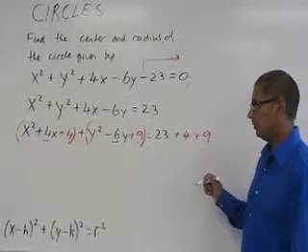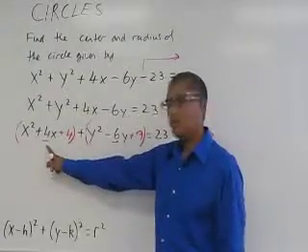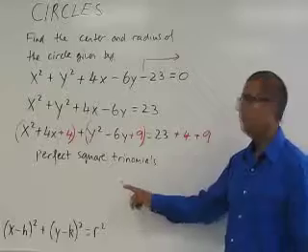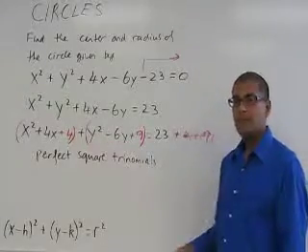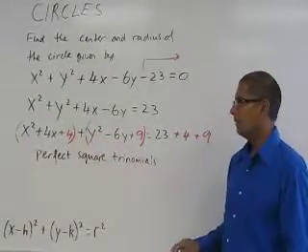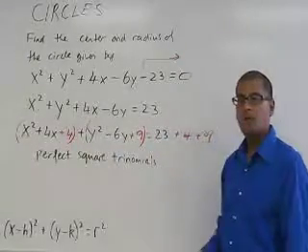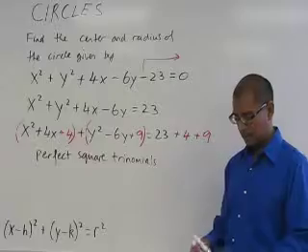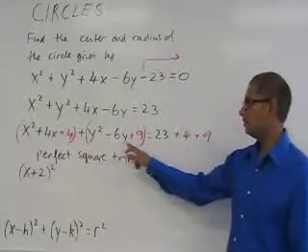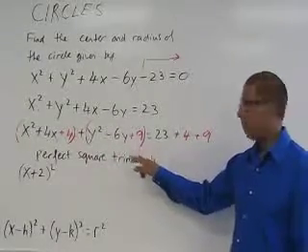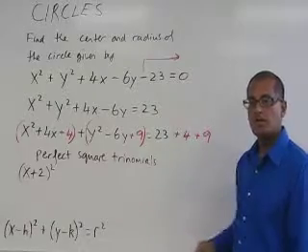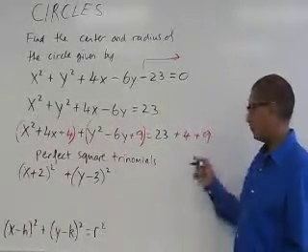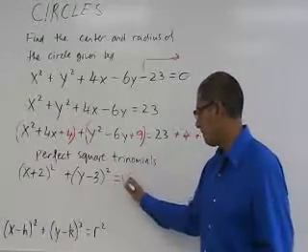And so what's going to happen is these are now what we call perfect square trinomials. And perfect square trinomials can be factored easily. So x squared plus 4x plus 4 factors into (x plus 2) squared. And y squared minus 6y plus 9 factors into (y minus 3) times (y minus 3), which is (y minus 3) squared. And on this right side we have 36.